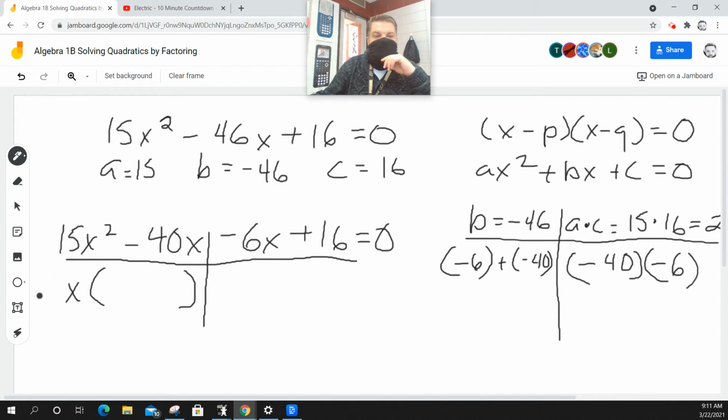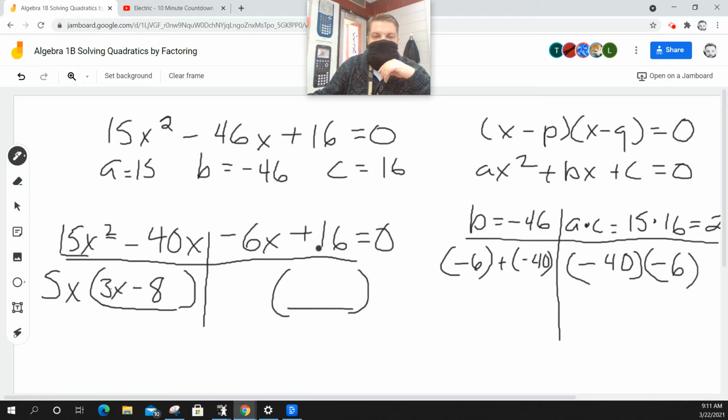And they're both divisible by 5, so I can factor out a 5x. So then this one becomes 3x, right? Because 5 times 3 gives me my 15. x times x gives me my x squared. I need to multiply 5 by negative 8. But 5x times negative 8 gives me a 40x. So now, if this is factorable, in these parentheses, I should have 3x minus 8.